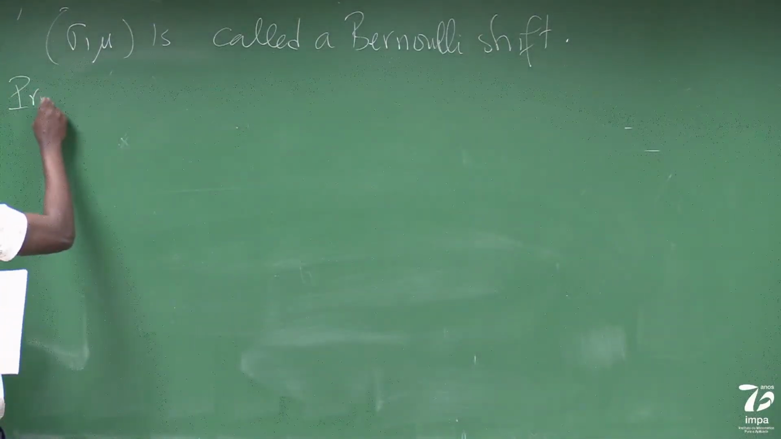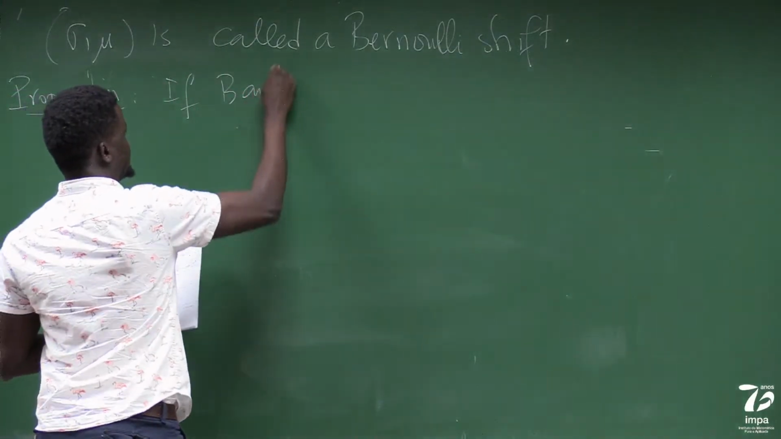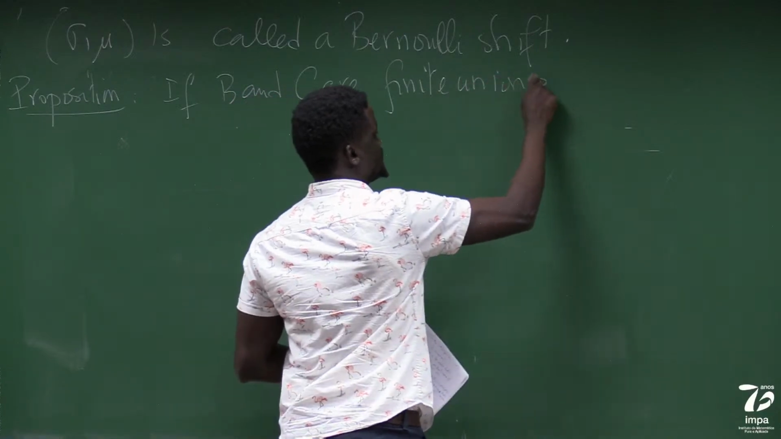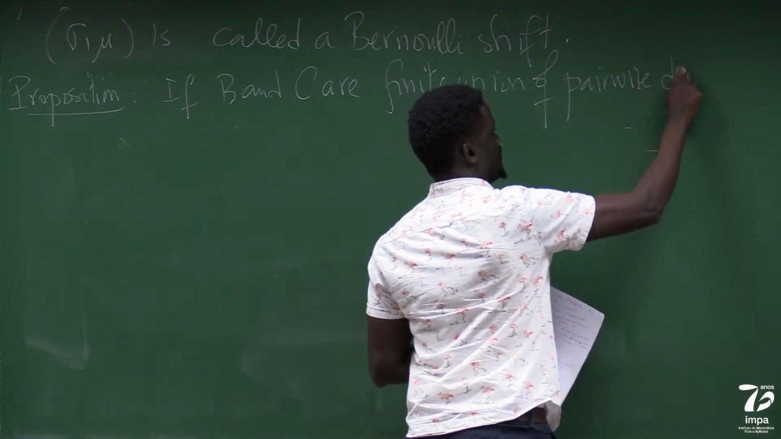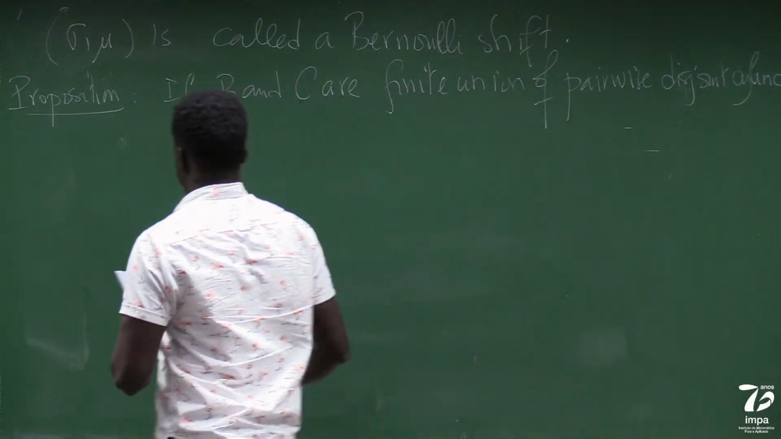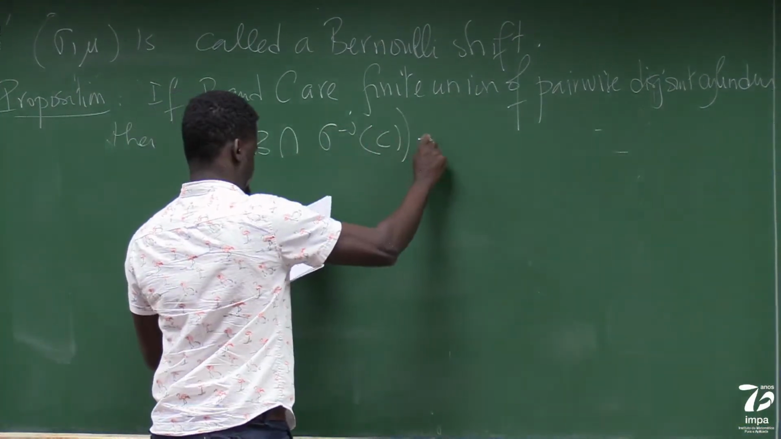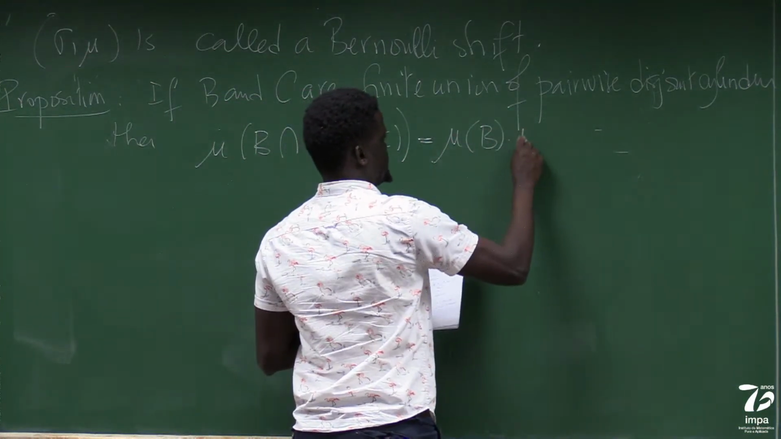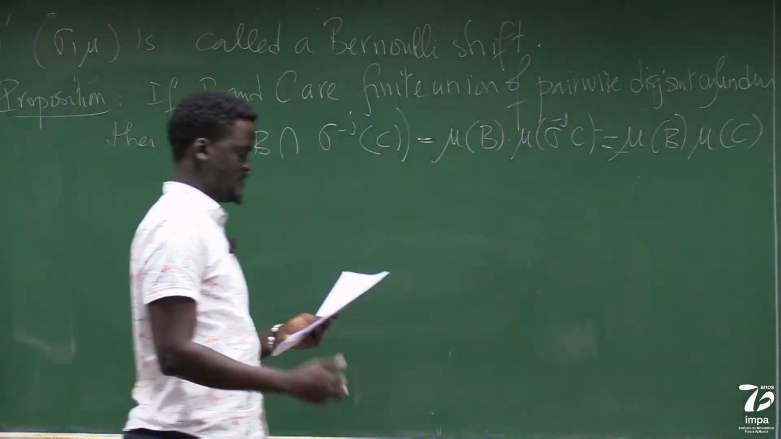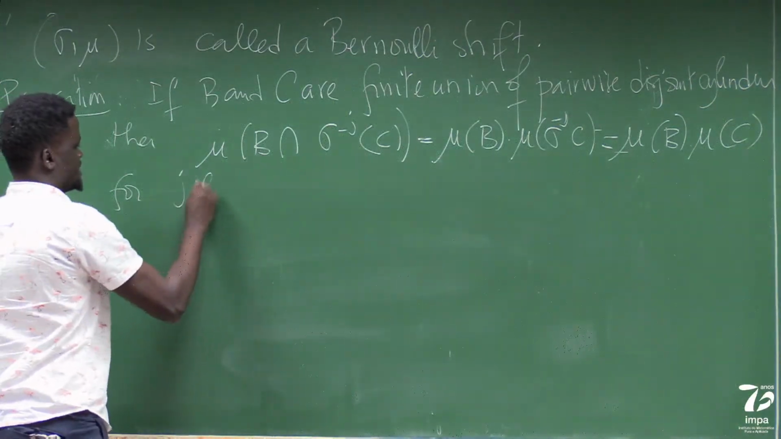For that, let's prove this proposition. If B and C are finite unions of pairwise disjoint cylinders, then we have mu of B intersect sigma to the minus j of C equals mu of B times mu of sigma to the minus j of C, which is mu of B times mu of C. And this holds for j large enough, where how large depends on B and C.